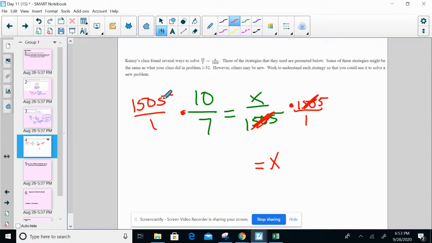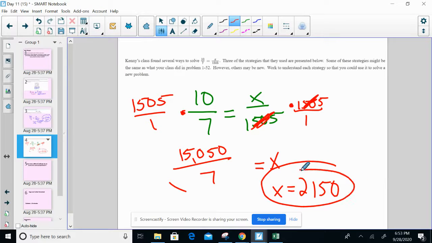And then you're just going to multiply straight across. 1,505 times 10, 1 times 7, and then from here you can divide. When you divide 15,050 by 7, you get 2,150. Basically the same thing as cross multiplication.